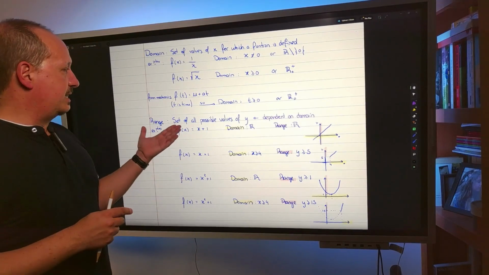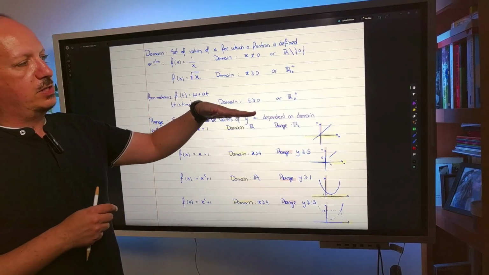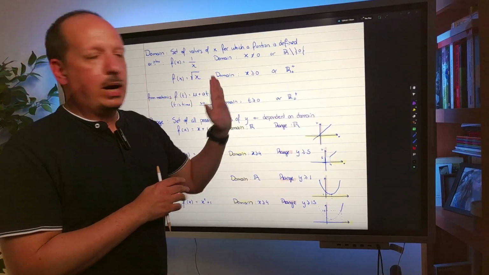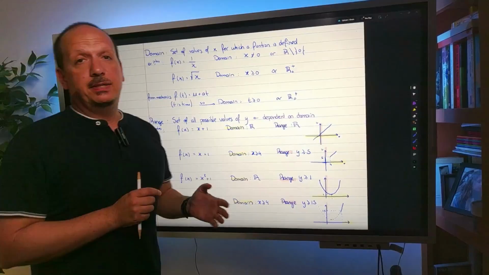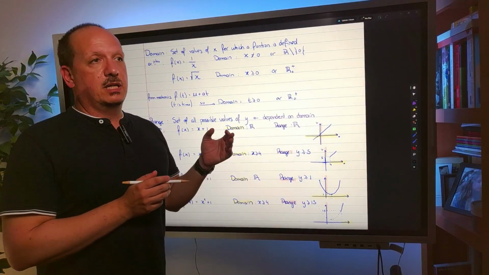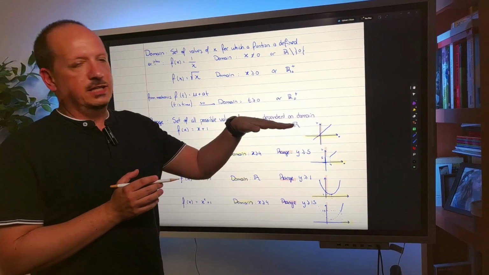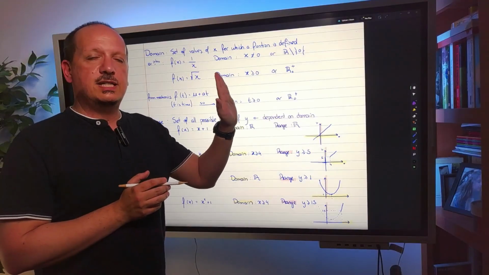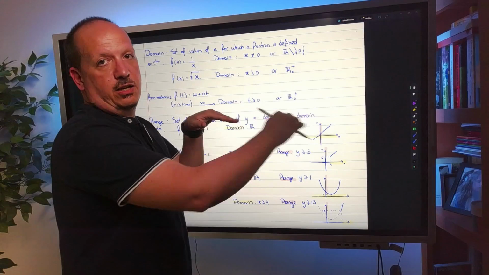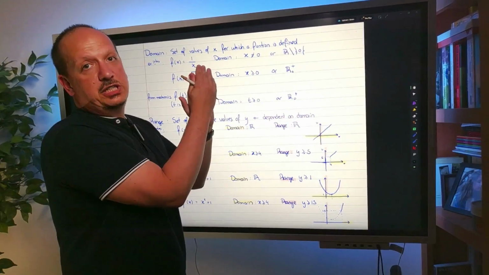What is a range? The range is the set of all possible values of y, okay? So domain, the set of all possible values of x. The range is the set of all possible values of y. And this is dependent, obviously, on the domain, okay? Because the range comes from the transformation of numbers in the horizontal axis into numbers in the vertical axis, okay? So if you have restrictions in the horizontal axis, that is going to have consequences on the vertical axis.